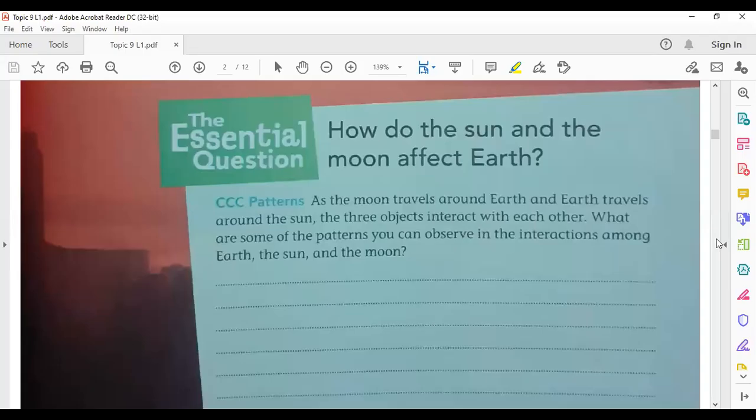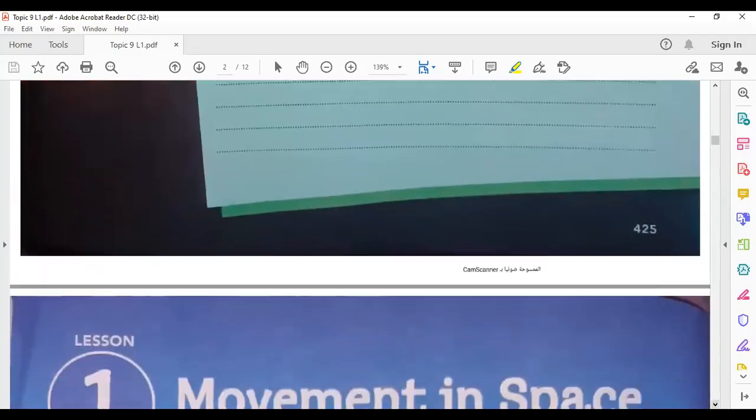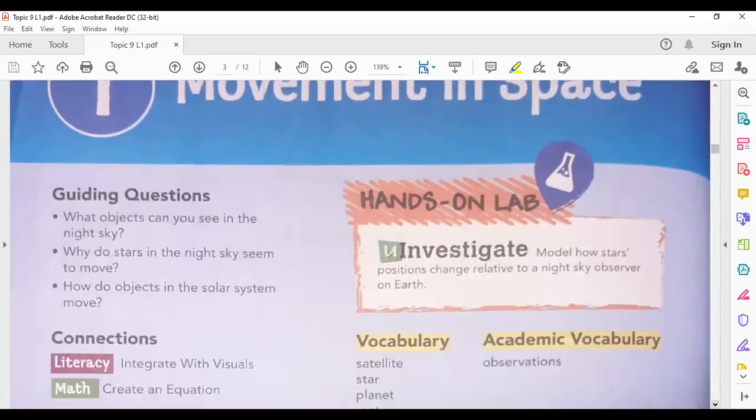Attend the revision. Okay. Right. Movement in space, lesson 1.